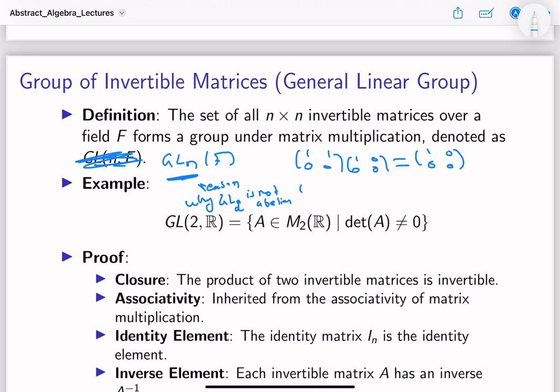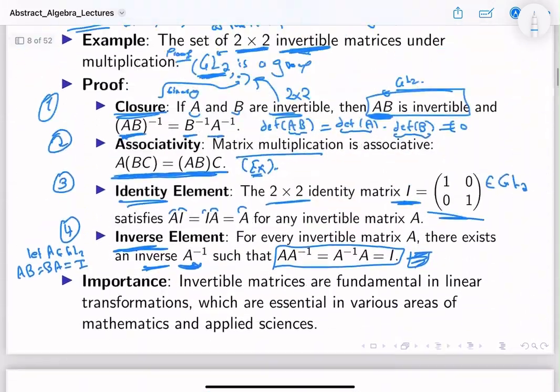And then if you multiply them in the other order, let's rewrite these and multiply them in the other order, you get [1 1; 0 0]. But these two are not the same, these are not equal, and thus this group GL2 is not abelian. I've just given you a counter example, right? It's not abelian actually.